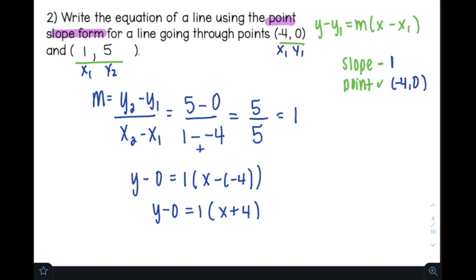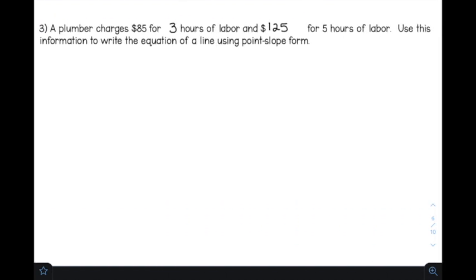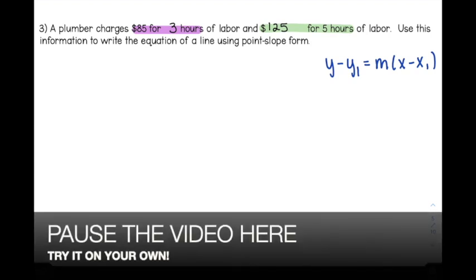All right, last question. Try this one on your own. I'm going to give you a hint. These values are going to be very important. You have one set here. You have one set here. Remember, you also need to have your point slope form, y minus y1 equals m times x minus x1. Try this on your own, pause the video, and come back and check.